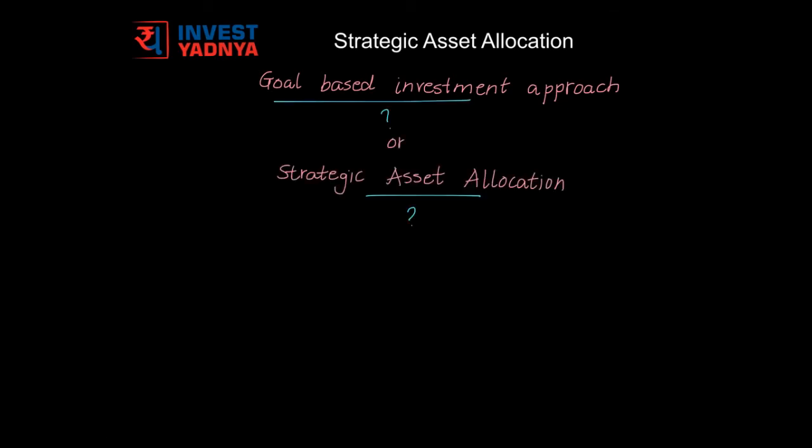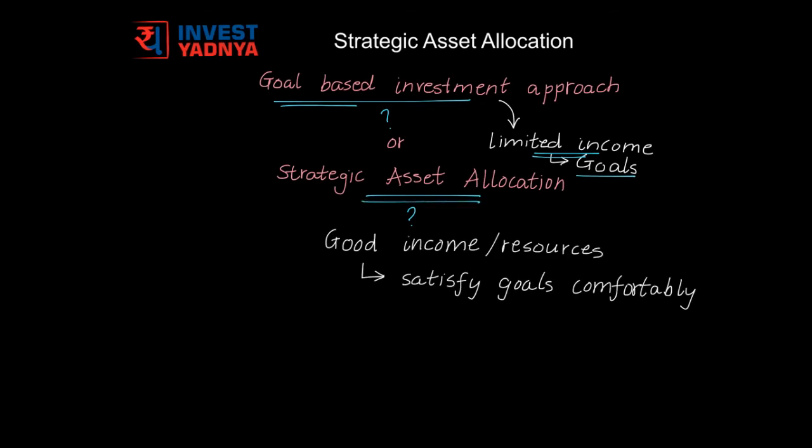Now, before we move towards an example of strategic asset allocation, there might be confusion on whether to follow goal-based investment approach or follow strategic asset allocation. Goal-based investment approach can be followed when you have limited income to satisfy your overwhelming goals. And strategic asset allocation can be followed in the scenario where you have good amount of income or resources where you can comfortably satisfy your goals. Here, your risk profile becomes a dominating factor, as to grow your additional income, you follow an asset mix which would give you a good night's sleep.